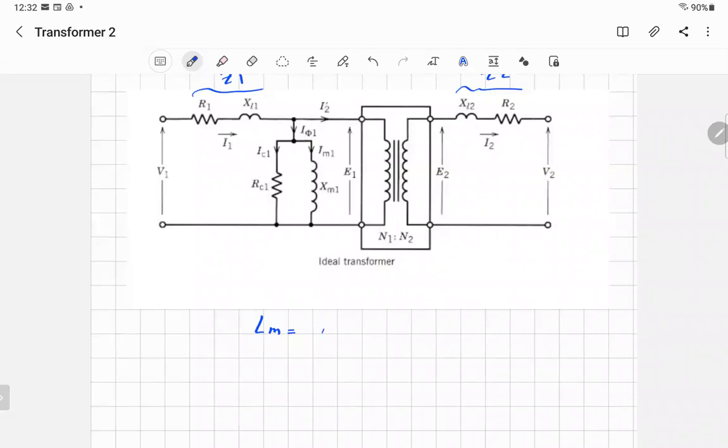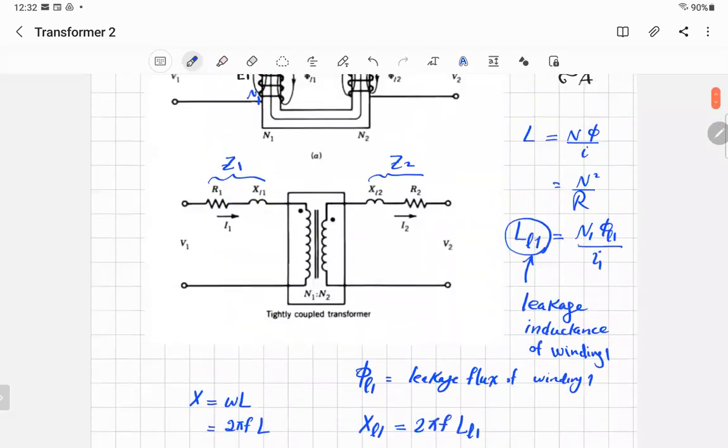You can get it using the rule N squared divided by the reluctance. If you are at the primary side, winding 1, you are finding LM1: you divide N1 squared by the reluctance R1. And actually the reluctances R1 and R2 are the same, because it will be the reluctance of the core. We don't have any air gap. Let me show you what I mean by that.